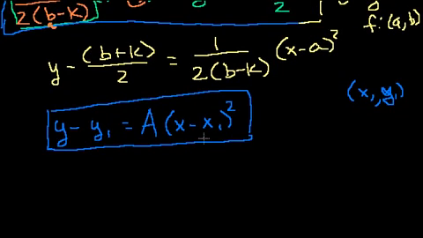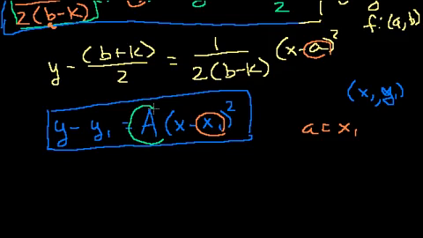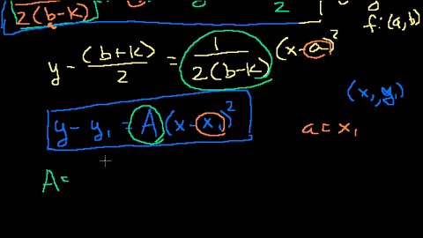So the easy thing is to figure out a, because you just do a pattern match. This is going to be equal to that. So you know that a is equal to x1. So the x coordinate of our focus is the same as the x coordinate of our vertex. You can pattern match that this scaling factor right here is going to be the same thing as this 1 over 2(b minus k). So let's write that down. A is equal to 1 over 2(b minus k).